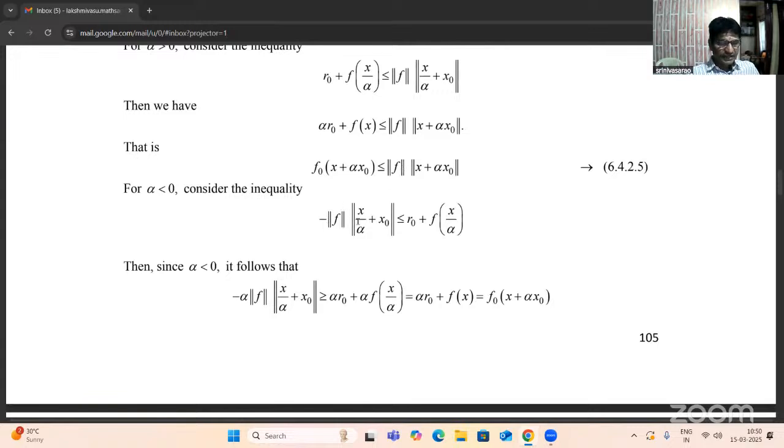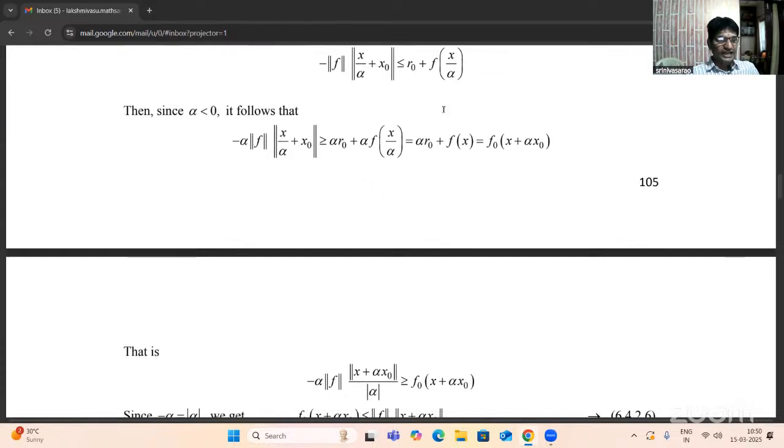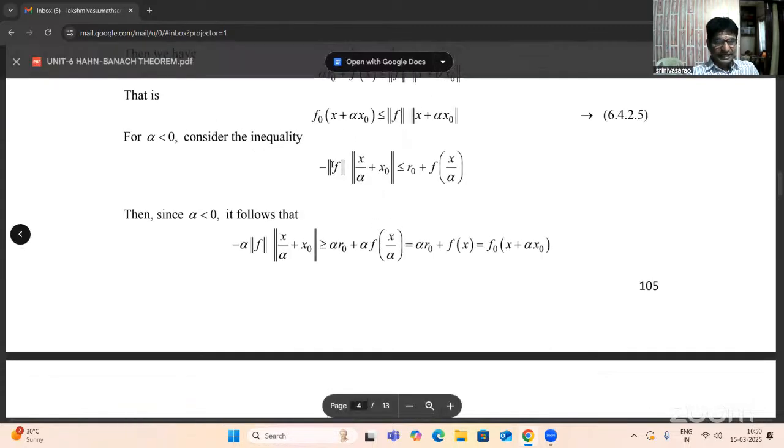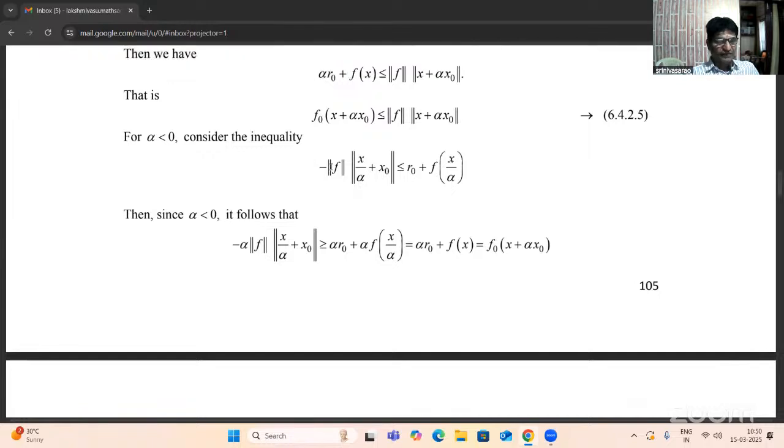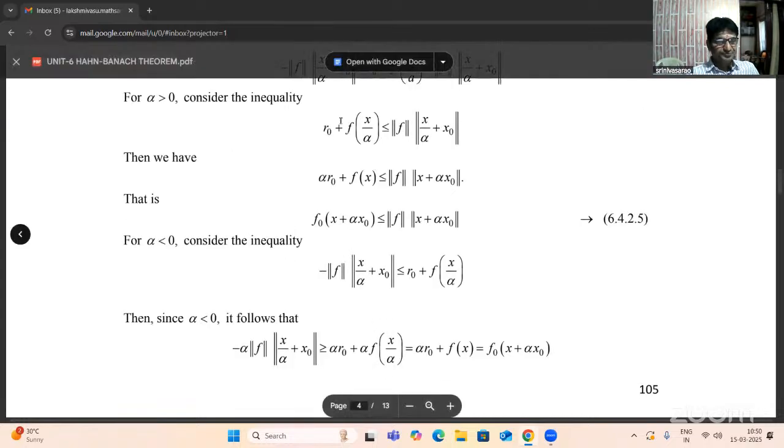Now, taking the left side of the above inequality, minus norm f norm x by alpha plus r naught is less than or equal to r naught plus f of x by alpha. Finally, we multiply the entire inequality by alpha, giving minus alpha into norm f plus x by alpha.